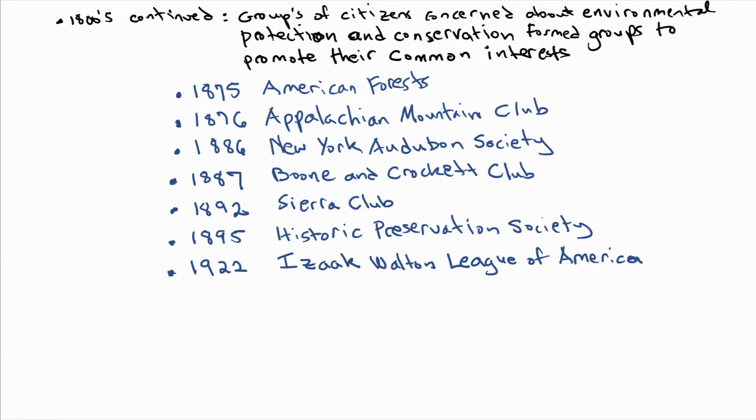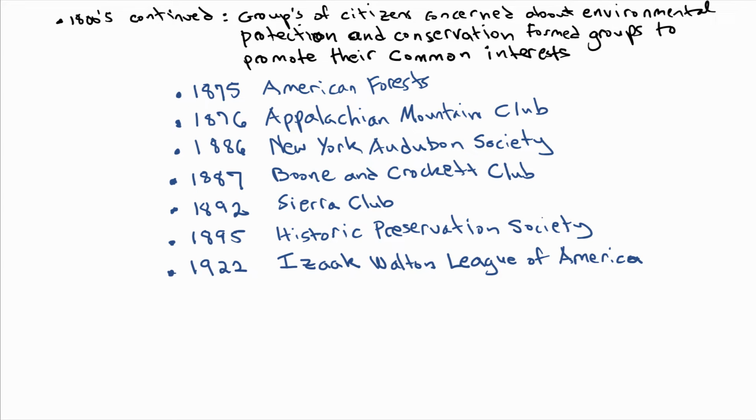And then in the 1800s, I have more stuff. Groups of citizens, just regular Joes, concerned about environmental protection and conservation, form groups to promote their common interests. 1875, the American Forests. 1876, Appalachian Mountain Club.